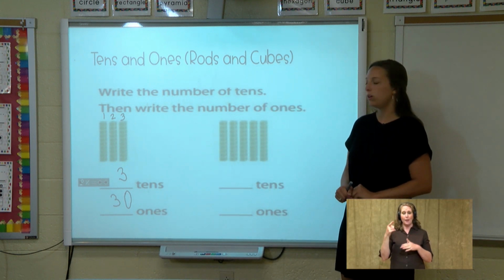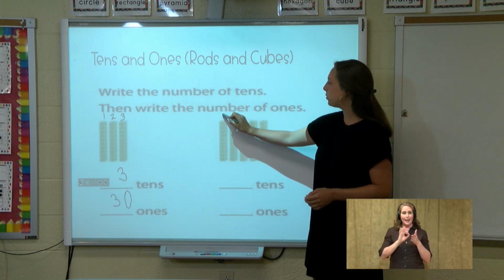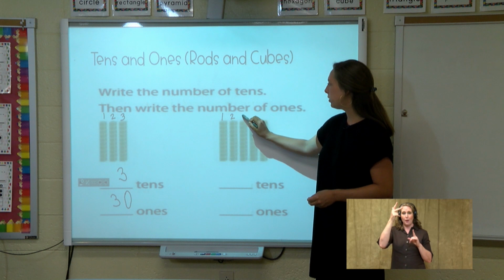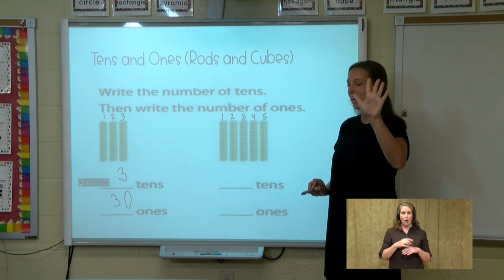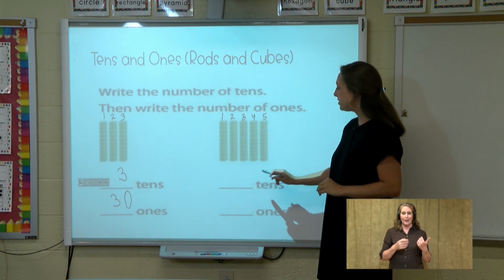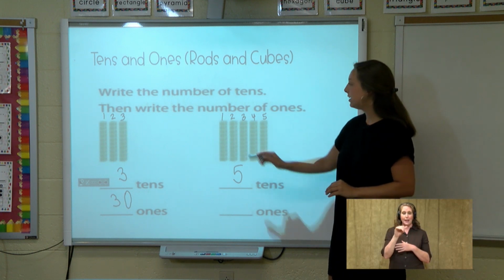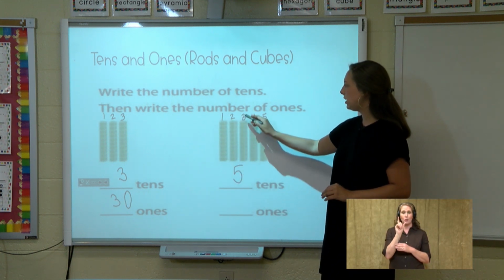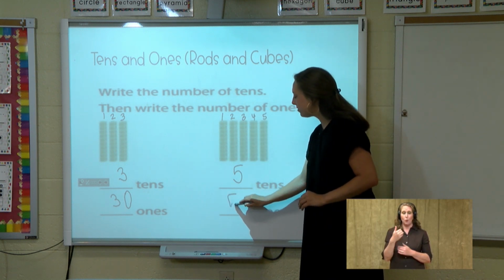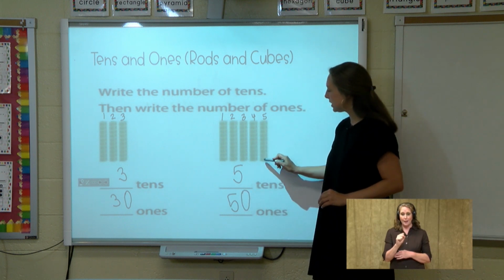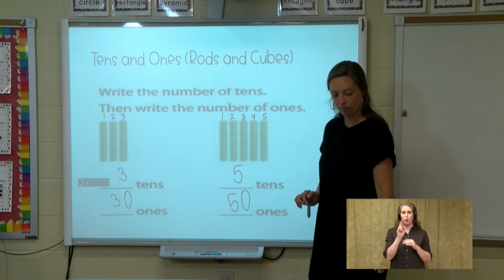What about this one? Hold up your numbers. How many rods? Let's count them. 1, 2, 3, 4, 5. Were y'all all holding up the 5? For 5 tens or 5 rods, remember we count by tens. 10, 20, 30, 40, 50. We have 50 ones because each one of those cubes represents 1 unit.